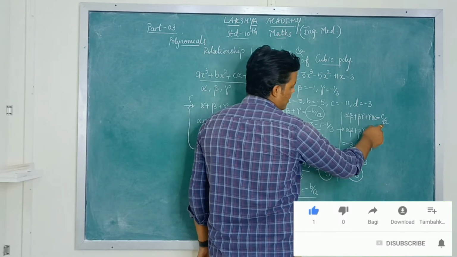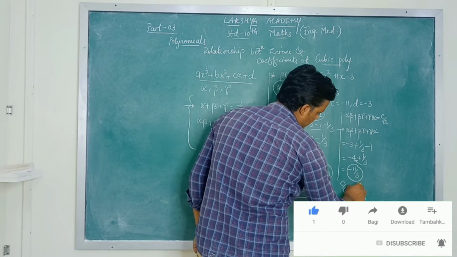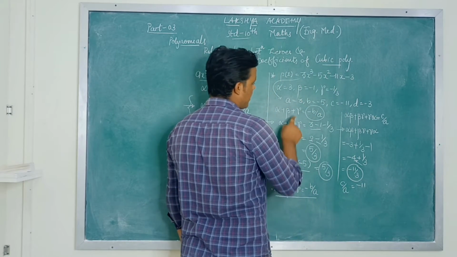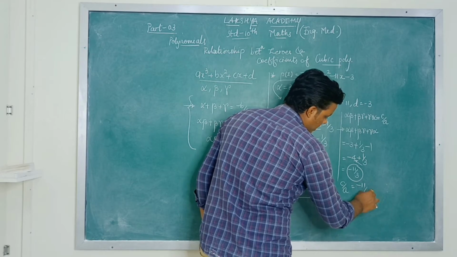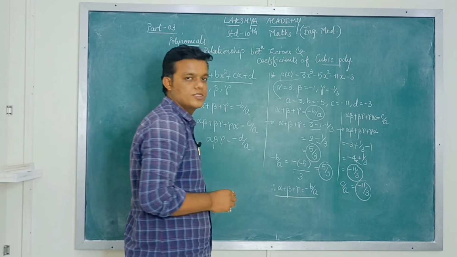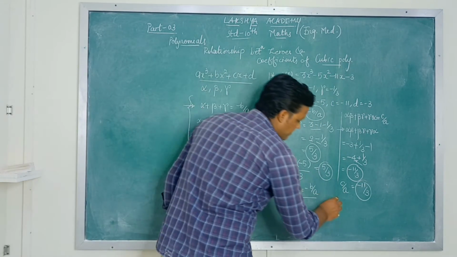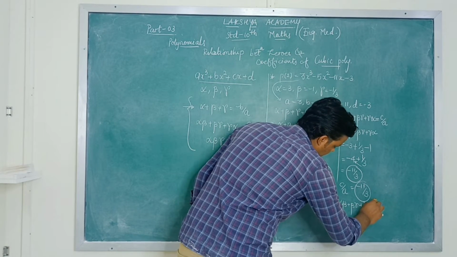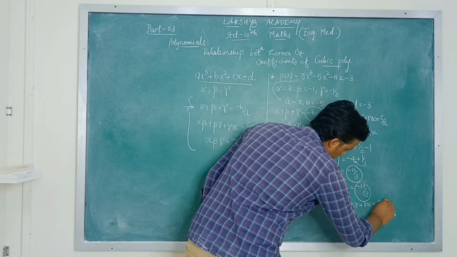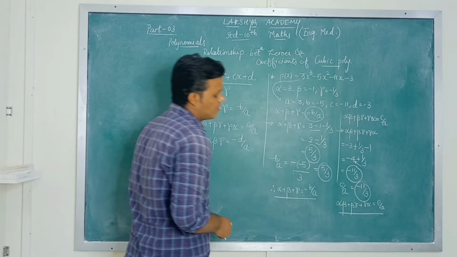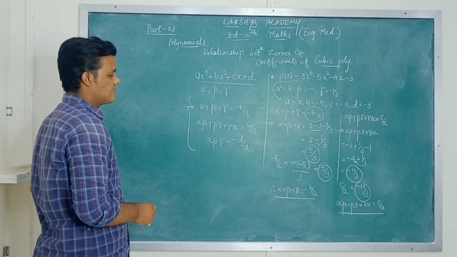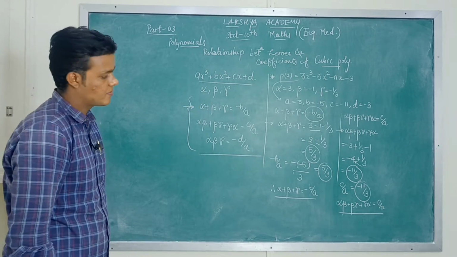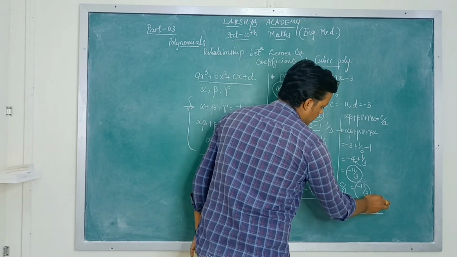And the answer of c by a: the value of c is minus 11 and the value of a is 3. It is also minus 11 by 3. Both the answers are the same, so we can write alpha beta plus beta gamma plus gamma alpha equals c by a. Now the third and last relationship, which is alpha beta gamma equals minus d by a. Right, this is c, not an e.